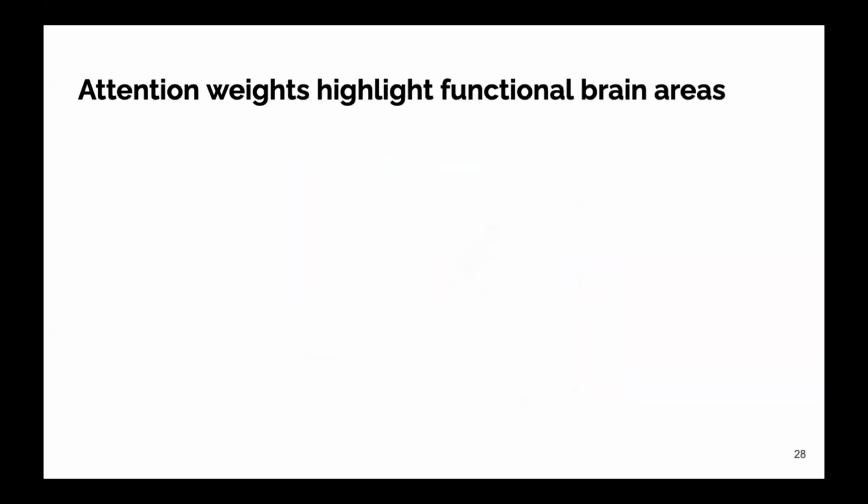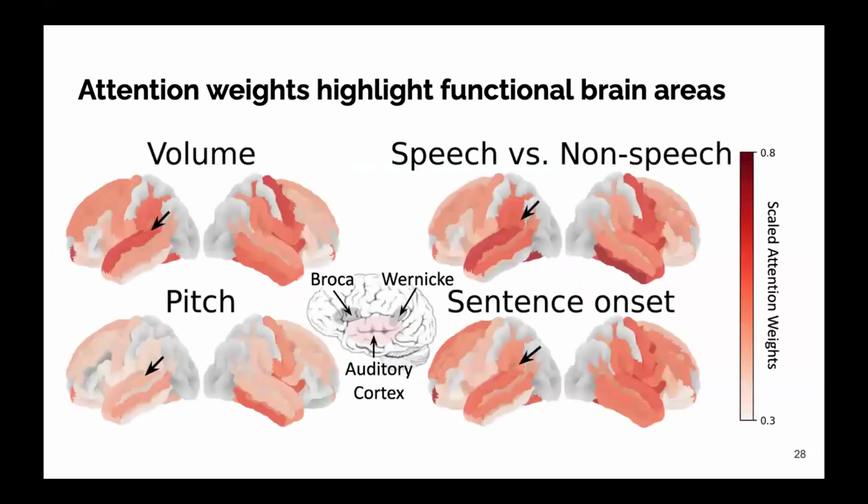All right, so what we find is that attention weights highlight functional brain areas. We can plot all the attention weights onto the brain, from where these electrodes come from, relative to the classification token, which is used for each of these downstream tasks. And we find that the auditory and Wernicke areas are highlighted for a lot of these auditory and linguistic tasks, with the black arrow. And then we also see a lot of other areas that are highlighted as well. So it could be interesting as a hypothesis generation tool, to dig into what those features might look like for those brain areas specifically.